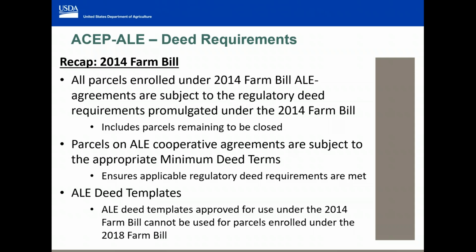Parcels that were enrolled on grant agreements under the 2014 Farm Bill, that's with certified entities, were able to use their own deed terms as long as they met the regulatory deed requirements. And just to remind everybody, those minimum deed terms from the 2014 Farm Bill cannot now be used under 2018 Farm Bill enrollments, but they can still be used for your old parcels under the 2014 Farm Bill. Next slide, please.